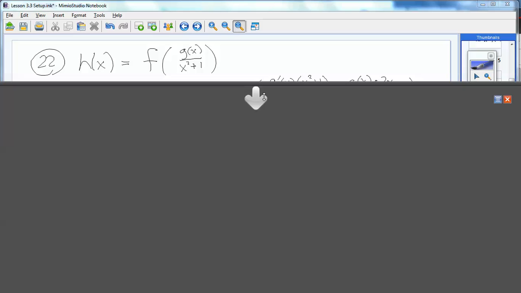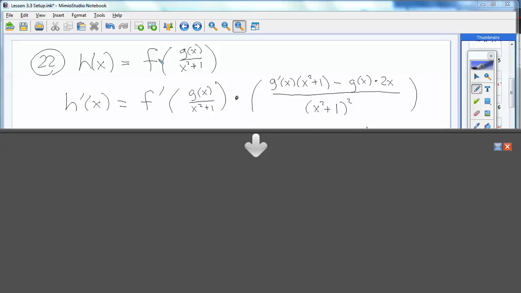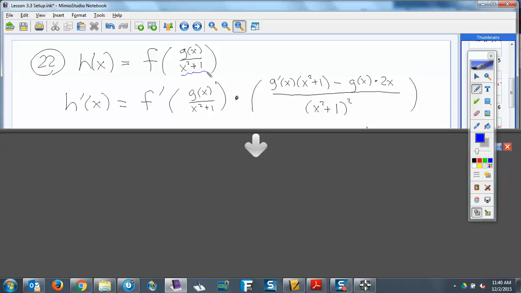22, that's this whole thing we were just talking about, where sometimes the inside needs a product rule or a quotient rule. I don't even remember what the question was on 22. It wanted H prime of 1, right? It gave you this was H and it wanted H prime of 1, right? So you got to find H prime of x. So we do the derivative of the outside, which is F prime. We leave the inside alone, times the derivative of the inside, which is that.